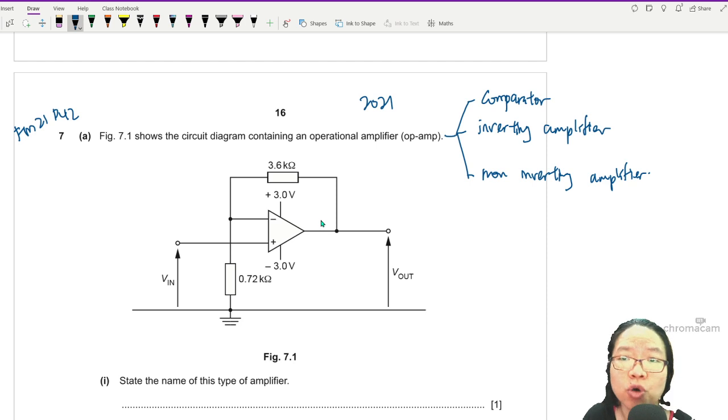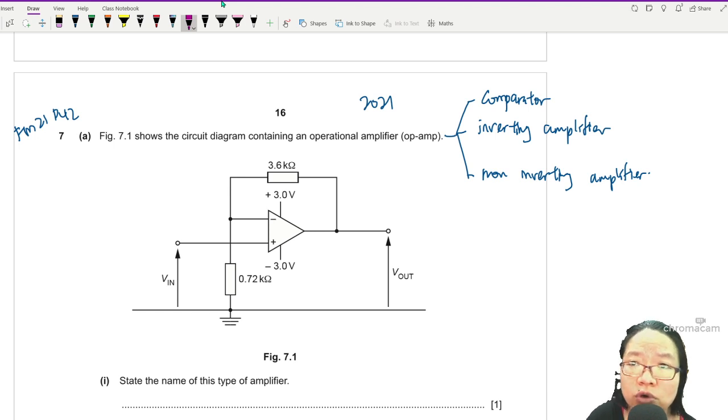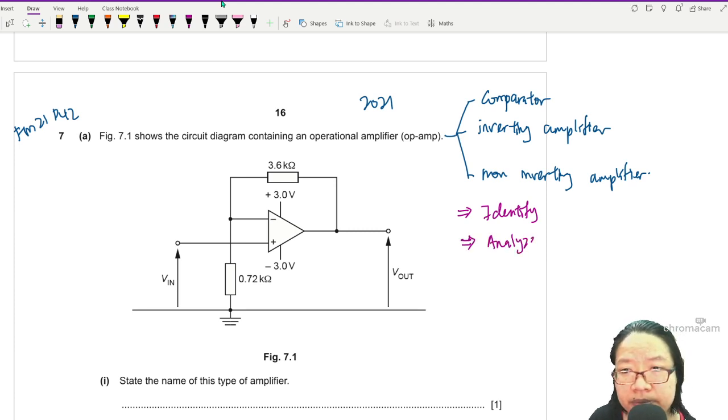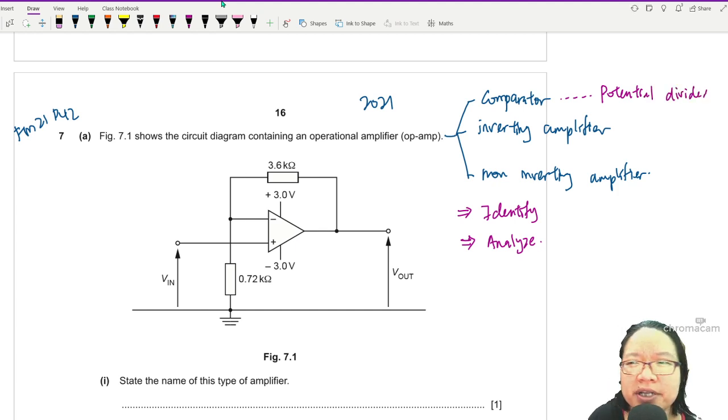So remember to know how to differentiate these circuits. You know how they look, you know how they are different to each other, and also you know how to analyze them. So the skills that we are looking for is for you to be able to identify this circuit, and also to be able to analyze. Most of the time for the comparator circuit, the analysis involves a potential divider. Actually, they all involve a potential divider, but it is more important for the comparator circuit.